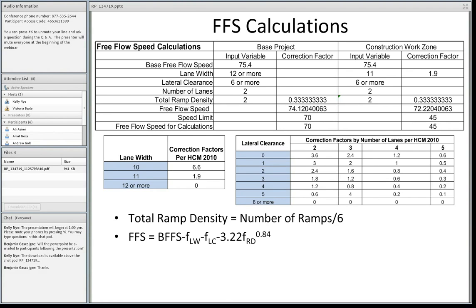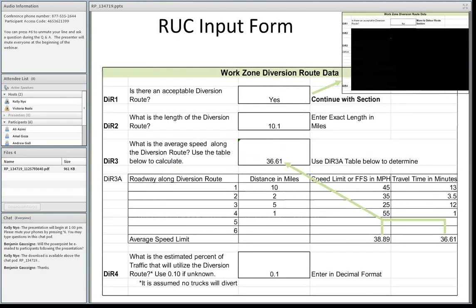All right, the third section in the RUC input form deals with diversion information. First question: is there an acceptable diversion or not? If you answer yes, the entire section for data entry that you see here will be available. If you enter no, the area will become blacked out so that you cannot enter that data. And then that no triggers the calculations for the if statements that are included in the RUC output detail sheet.